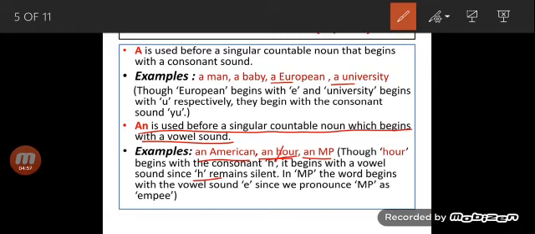Next example is an MP. Here also the noun begins with a consonant, but the sound is a vowel sound. The sound is em-pee, MP. So that is the reason we have to use article an here.